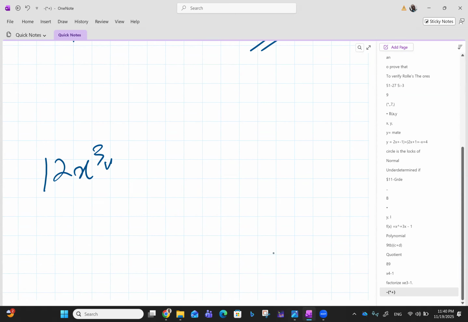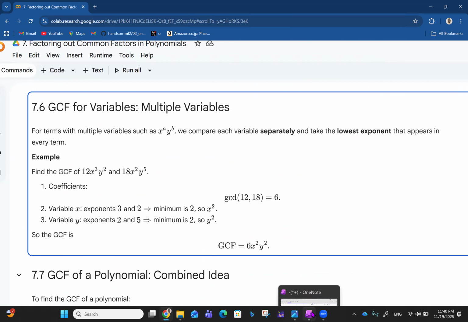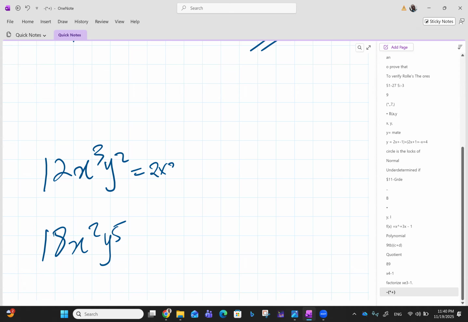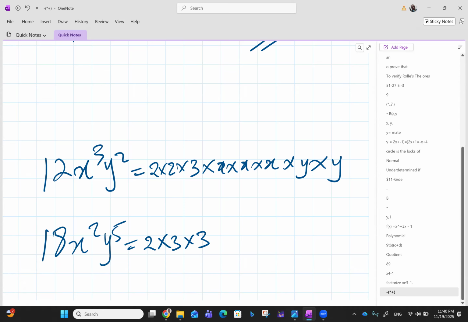12x cubed y squared, and then you have 18x squared y raised to power 5. So for 12, we have 2 times 2 times 3. That's 12. Then x, 1, 2, 3. For y, 1 and 2. And then for 18, that's 2 times 3, that's 6, times another 3, that's 18. Times x, which is 2, and y, 1, 2, 3, 4, and 5.